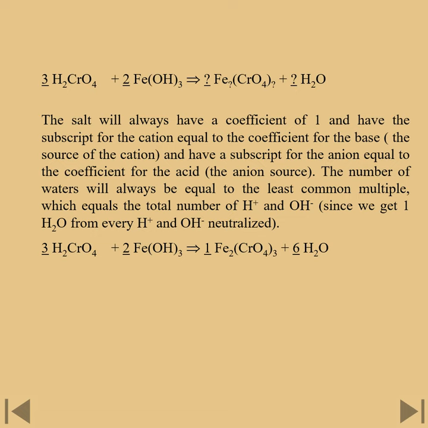And we already determined that 6 hydrogens got together with 6 hydroxides, and to neutralize each other they formed 6 waters. So the number of hydrogen ions, the number of hydroxide ions, and the number of waters formed will always be that same number, that least common multiple.